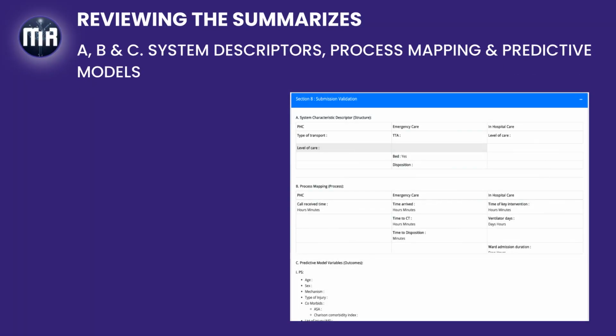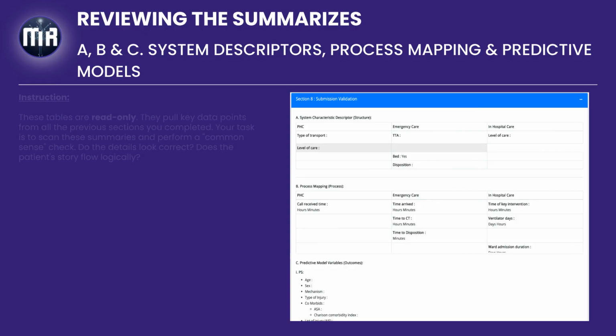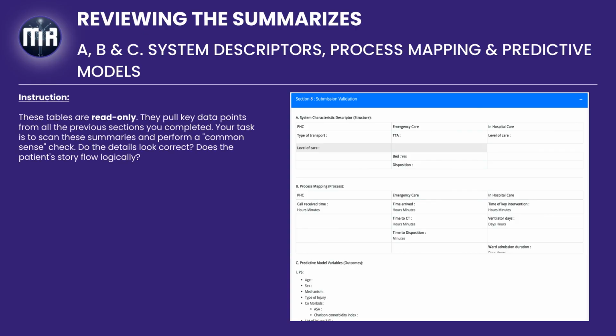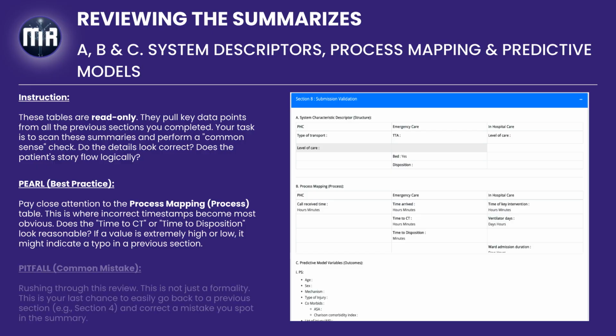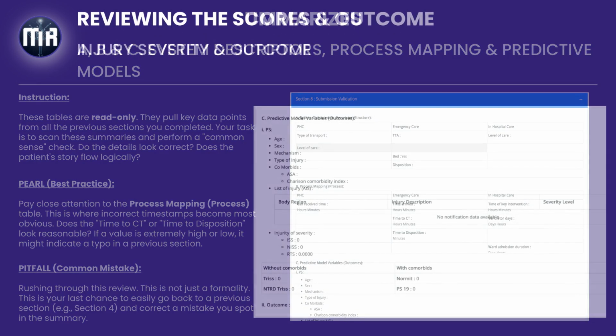In sections A, B, and C, system descriptors, process mapping, and predictive models, your task is simple: perform a quick, common-sense check. Do the details flow logically? Do the timestamps, like time to CT or time to disposition, look reasonable? This is often where typos appear. Don't rush. It's your last chance to catch and correct errors before submission.